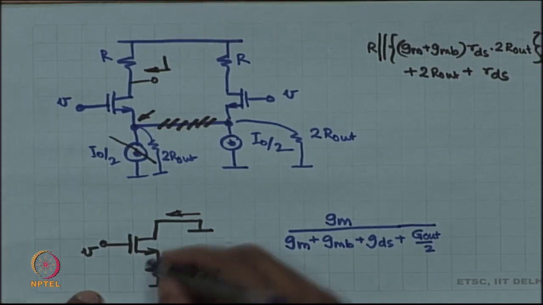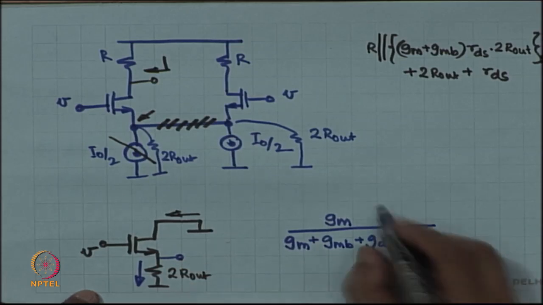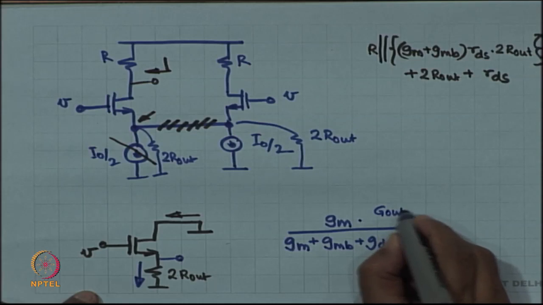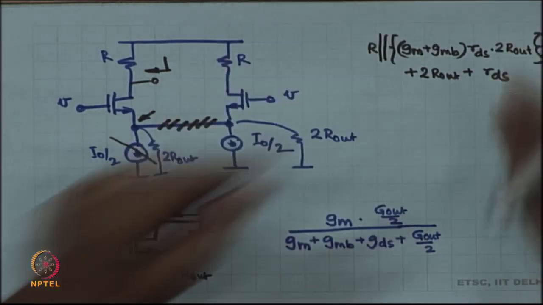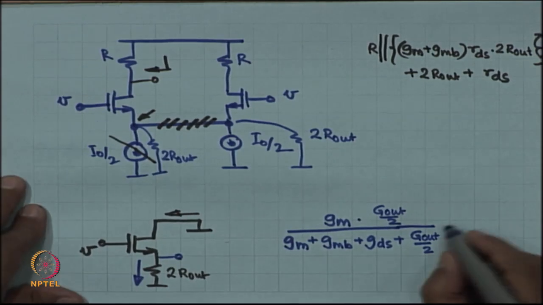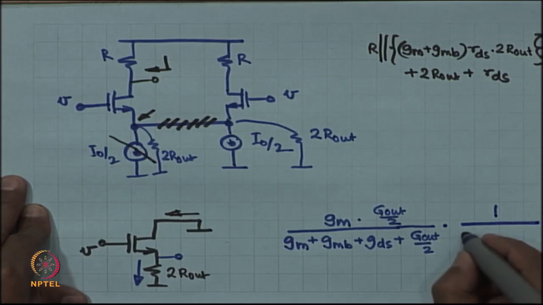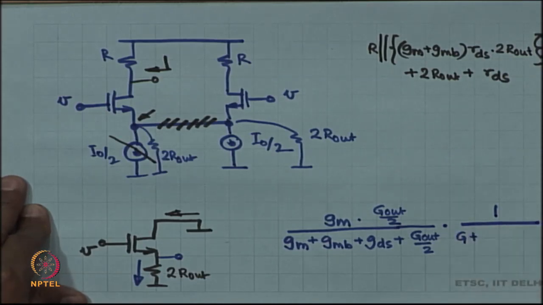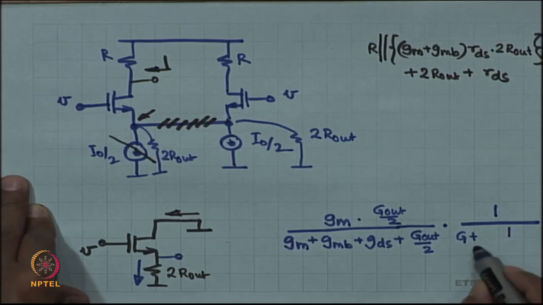If this is the voltage over here, then the current is this voltage divided by 2 R out, or this voltage times G out by 2, that is the short circuit current, fine. So, this is the short circuit current, this is the output impedance. Output impedance could be rewritten as 1 by output conductance. Okay. G plus 1 over this. What is this?